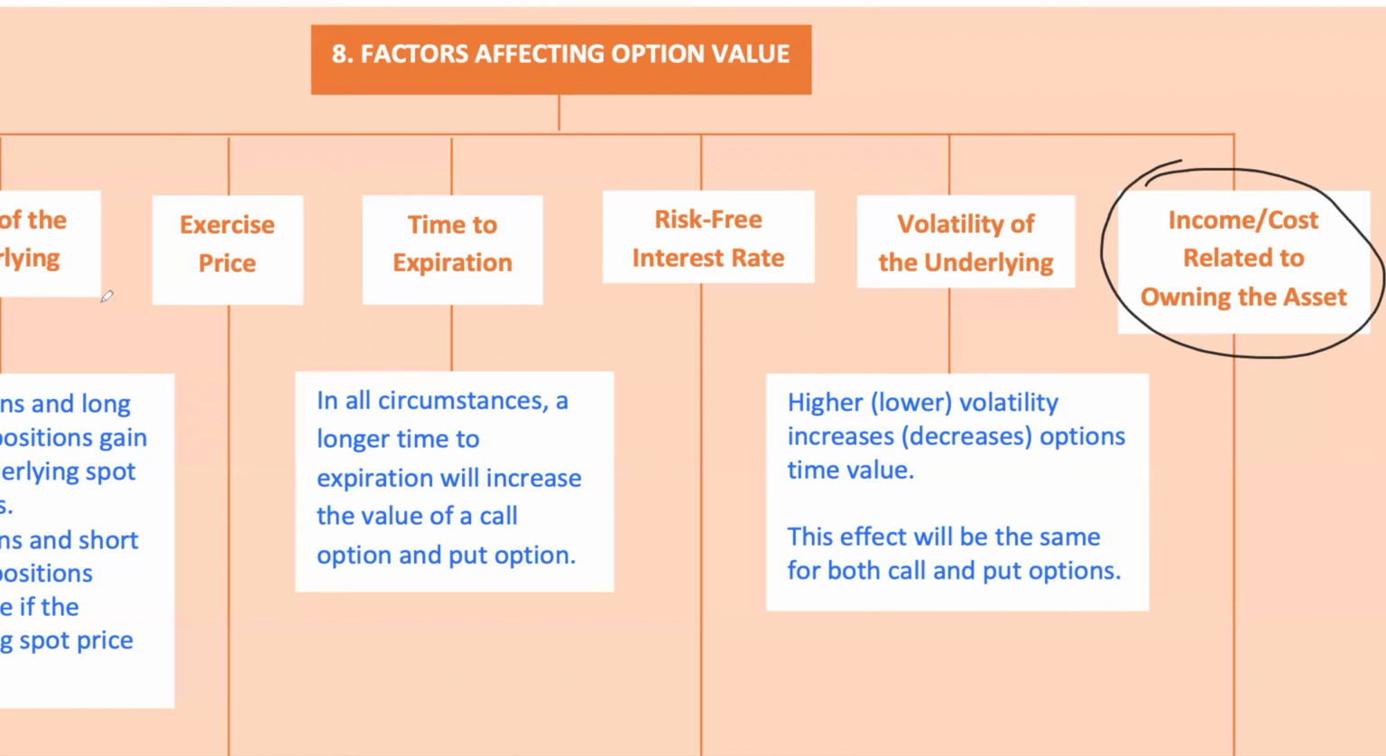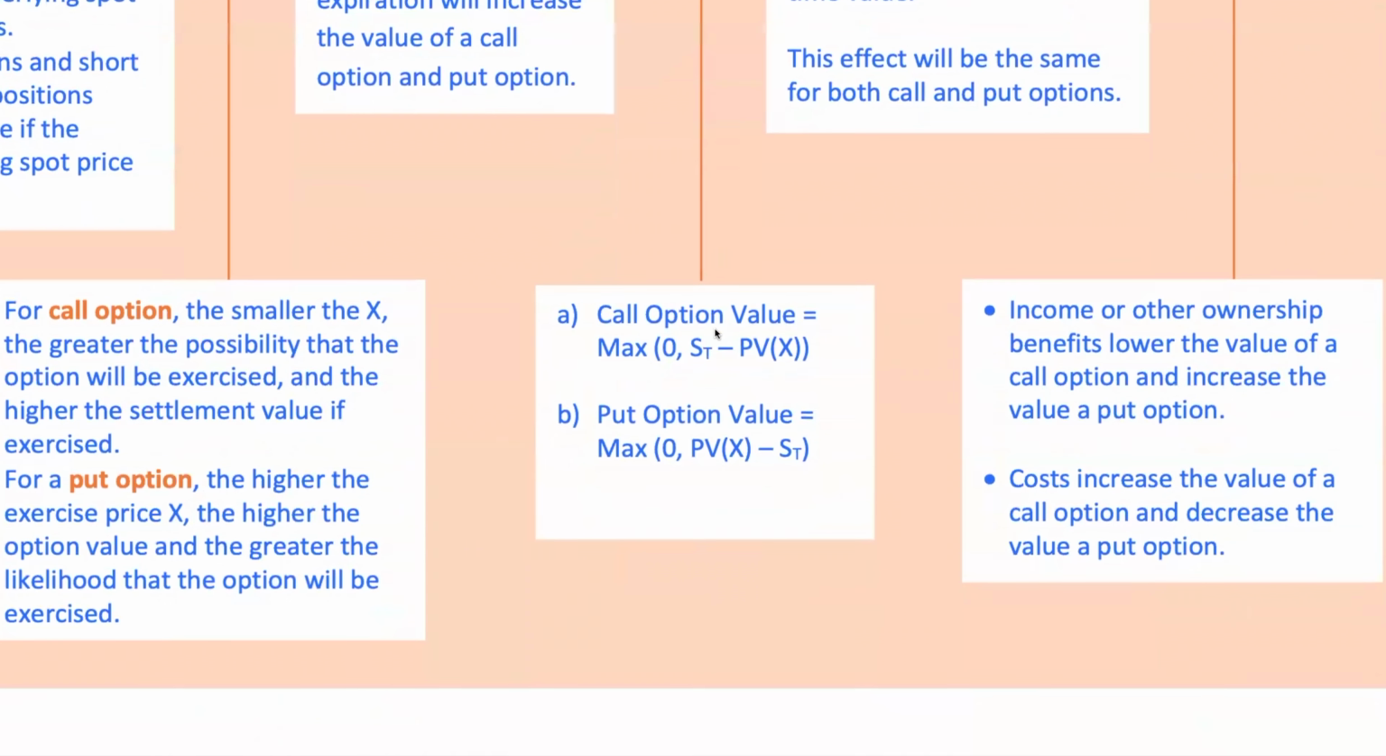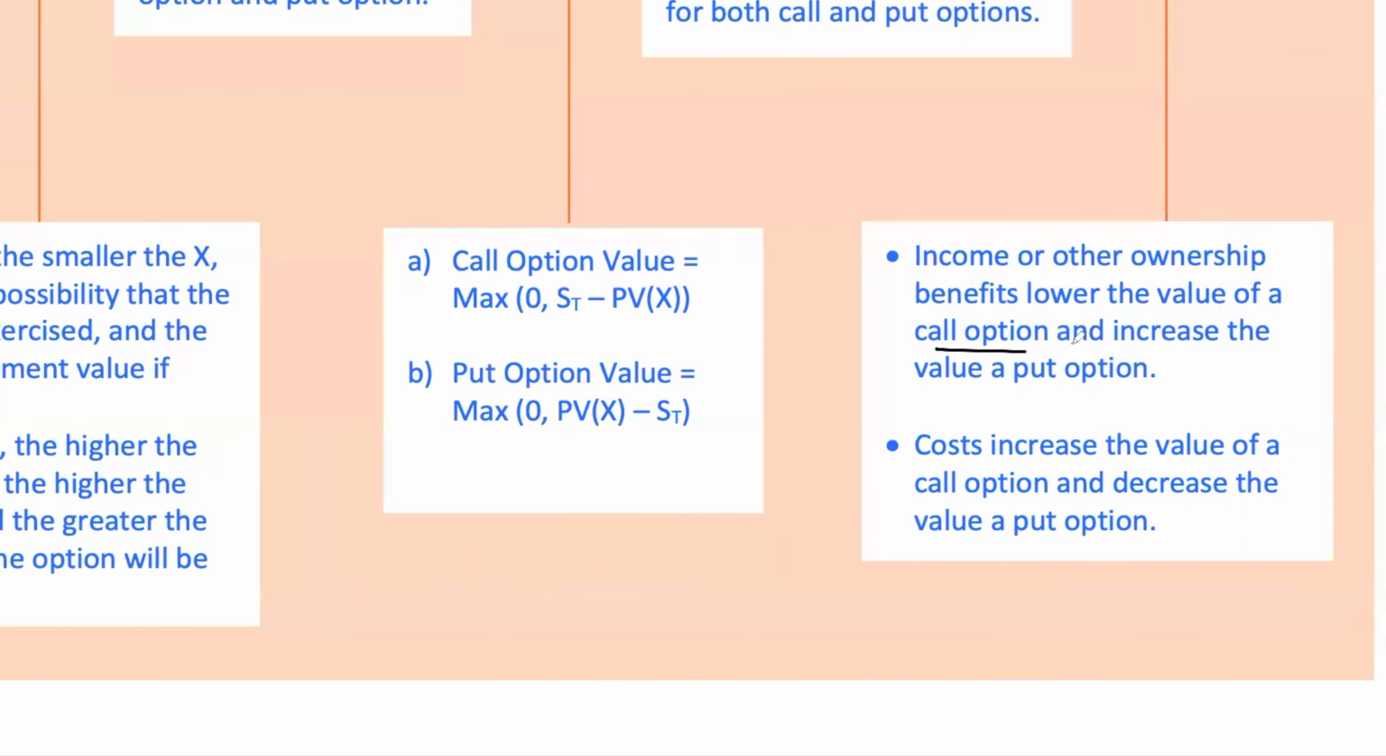Lastly, income and costs related to the underlying play a role too. If a stock pays dividends, it's bad news for call options because option holders don't get dividends. But it's great for put options since a stock price typically drops by the dividend amount on the ex-dividend date. On the flip side, if the asset has carrying costs, like oil storage or financing fees for holding physical gold, it actually makes call options more valuable and puts less attractive.